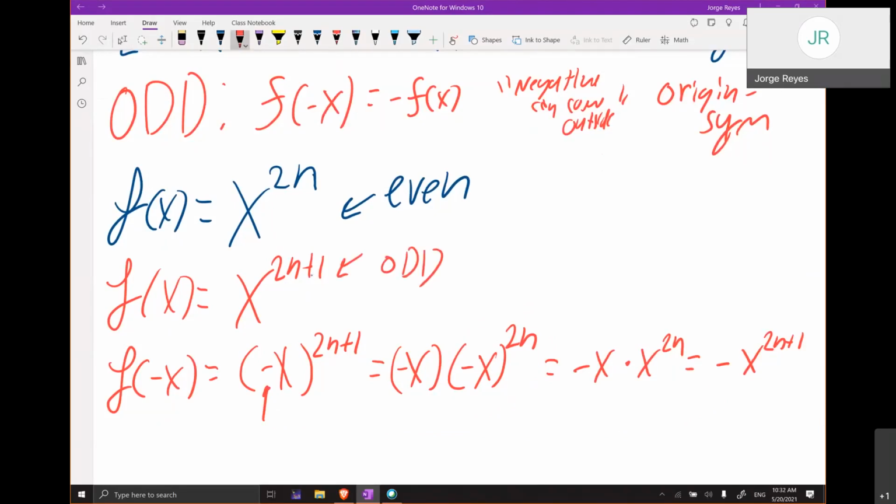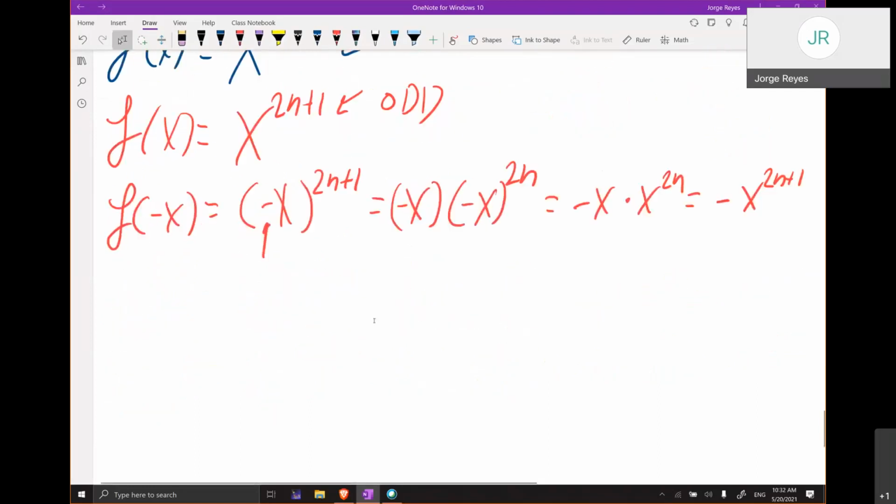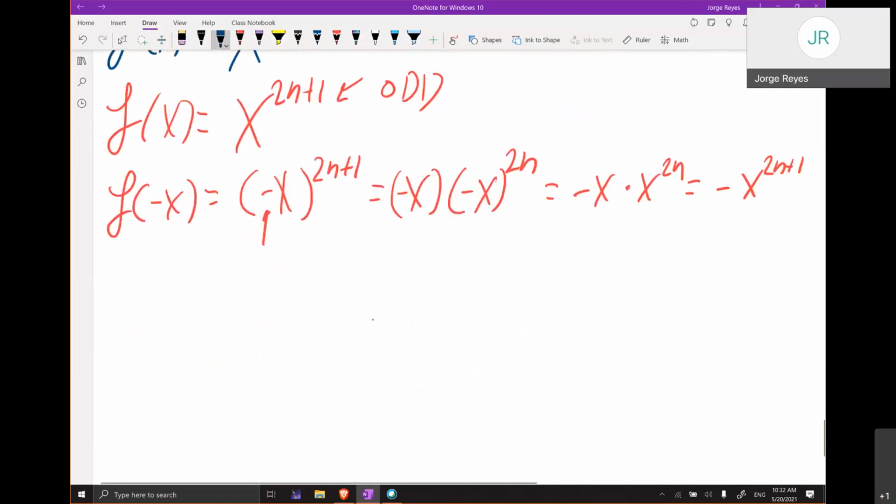Some other functions though, this function, right?